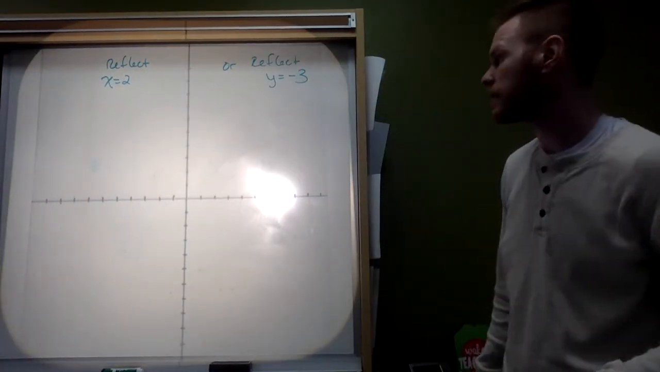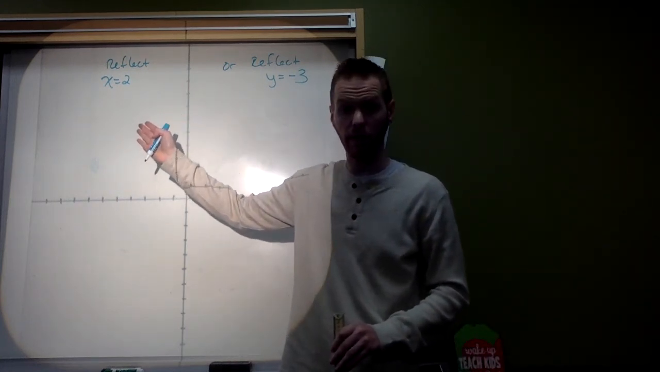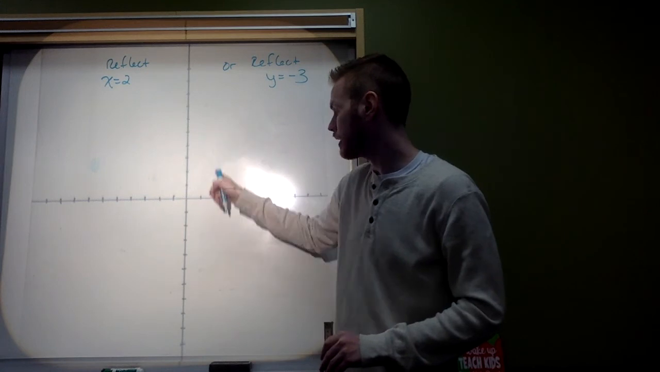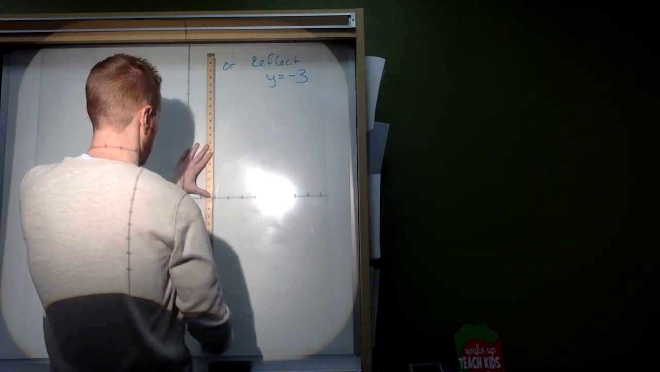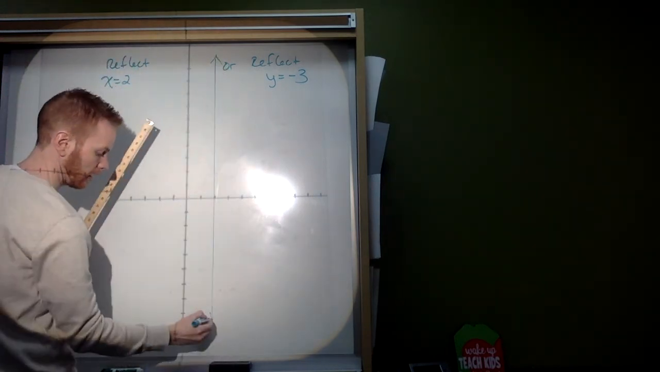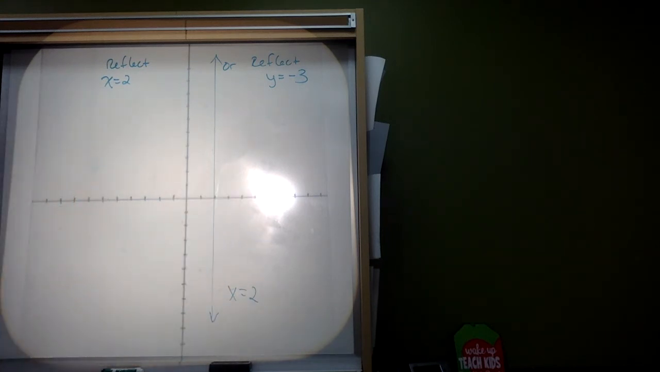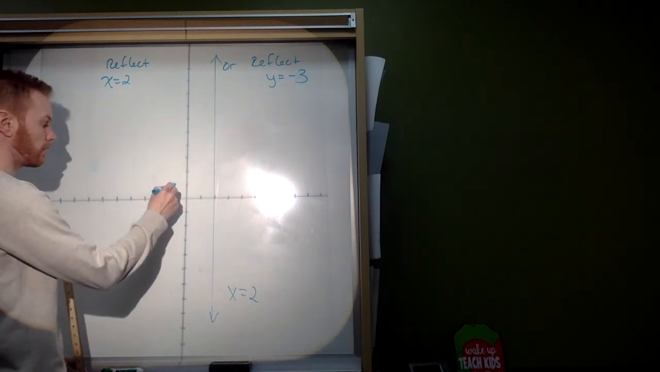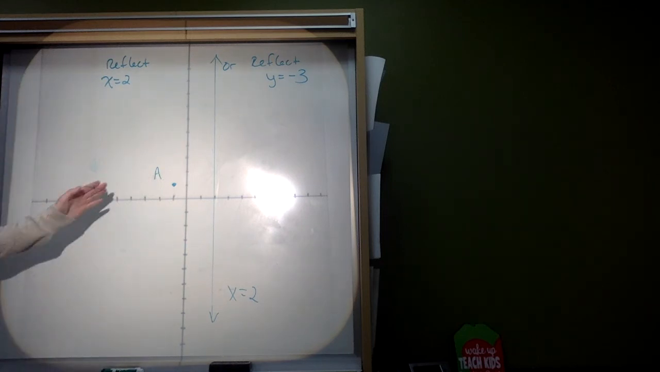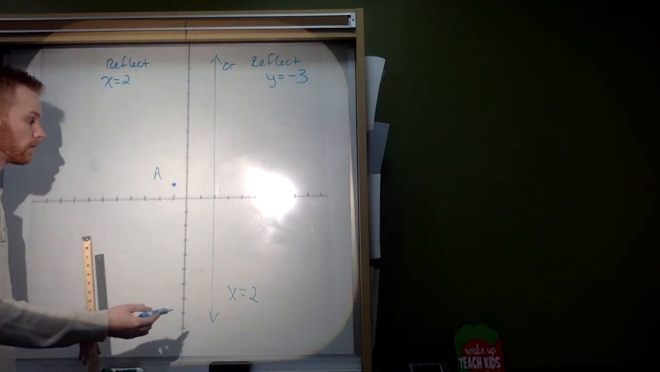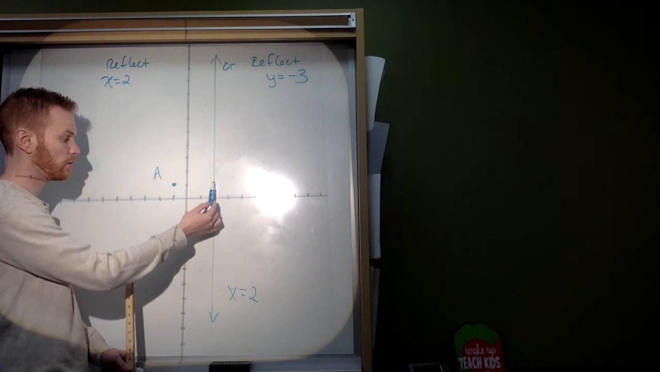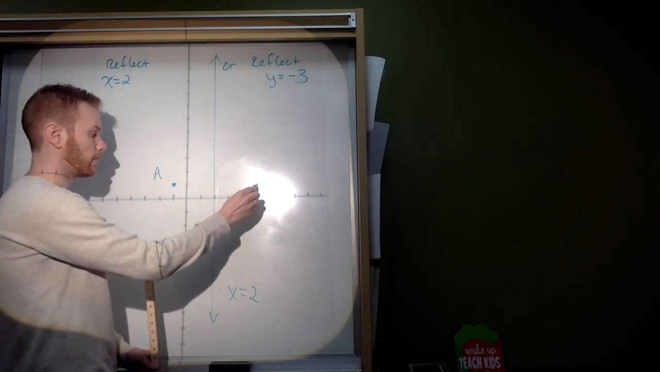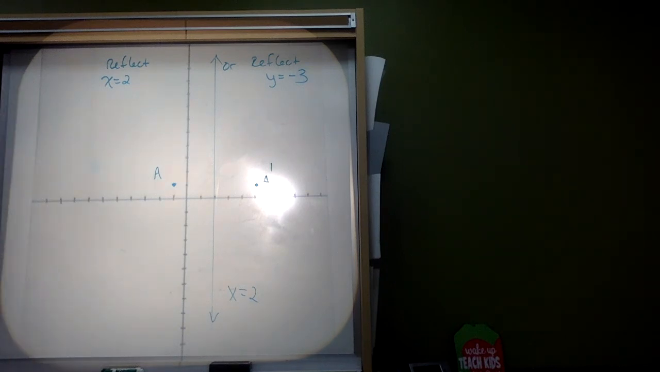If you remember from your Algebra 1 days, x equals 2 is a vertical line that goes right through the x-coordinate at 2. Just like that. Okay? So this would be x equals 2. Now, if I had a point right here, let's call this point A, and I want to reflect it across the line x equals 2, draw your line of reflection, and then count how many spaces over. So 1, 2, 3, then 1, 2, 3. There's A prime for me.